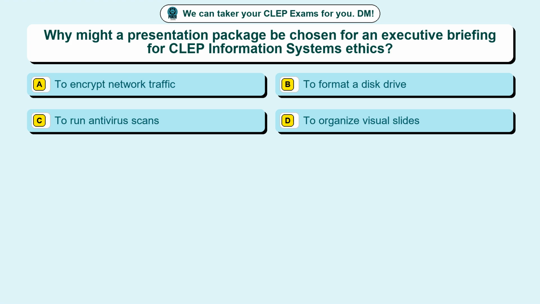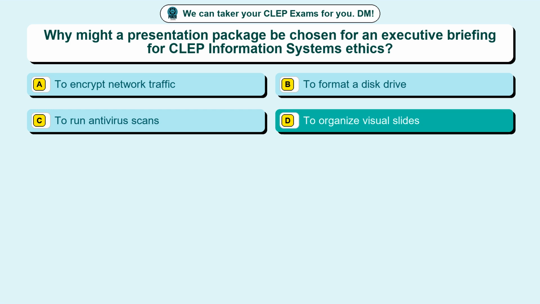Question 3. Why might a presentation package be chosen for an executive briefing for CLEP Information Systems ethics? Option A. To encrypt network traffic. Option B. To format a disk drive. Option C. To run antivirus scans. Option D. To organize visual slides. The correct answer is option D.